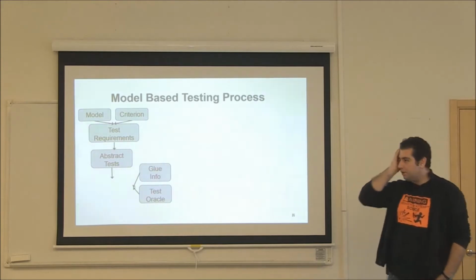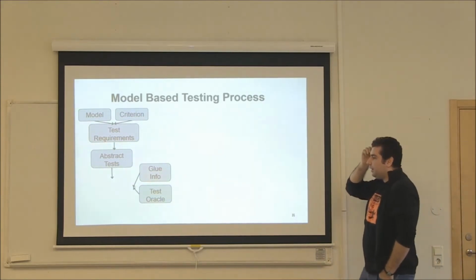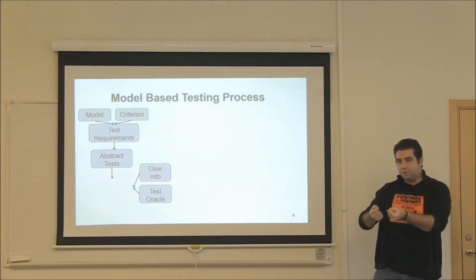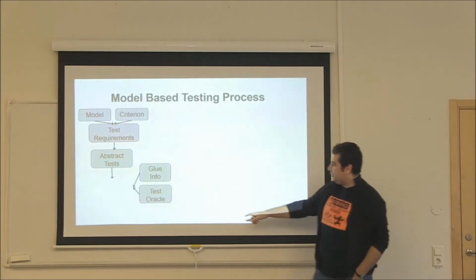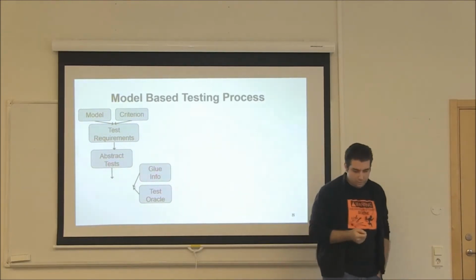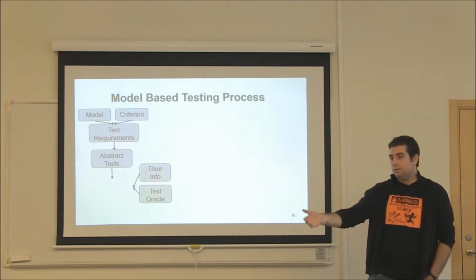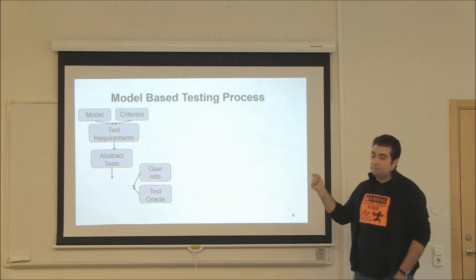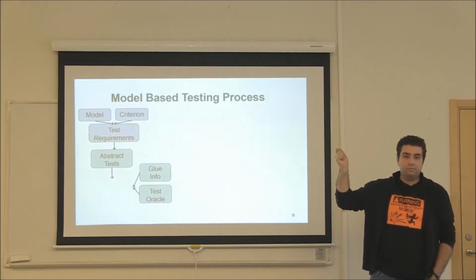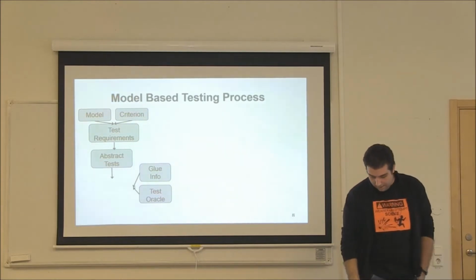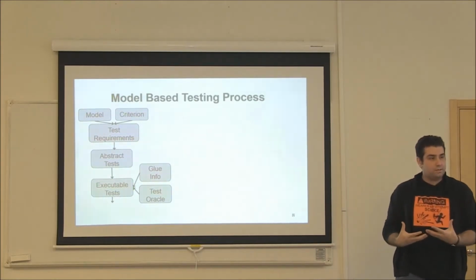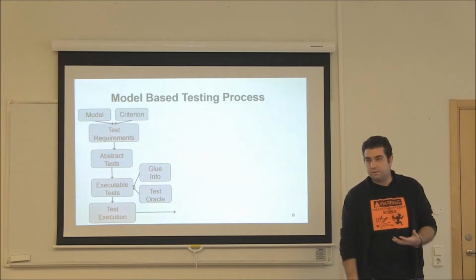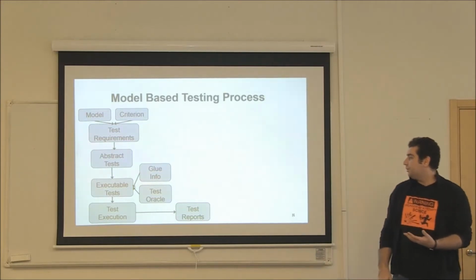So what you need is some glue information, as I called it. That is basically information from the code that you need to hook in. And also a test oracle here. The test oracle is something that says the expected output or the expected values that you want to have. This can come from the model, but you can also have it separate. And that forms the executable test. Then you can run it on the actual system, and you can have a report on it.